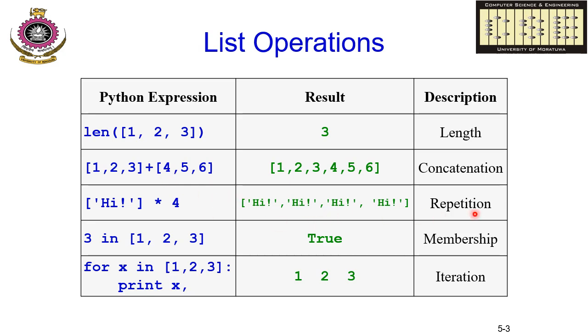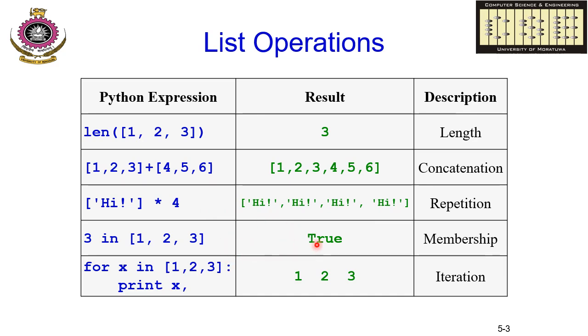And the third one is repetition. Repetition is done using the multiplication operator. For example, here you have a list containing just one item. You can perform the multiplication operation on this to repeat that element 4 times. So this is the example for the repetition operation available for lists.